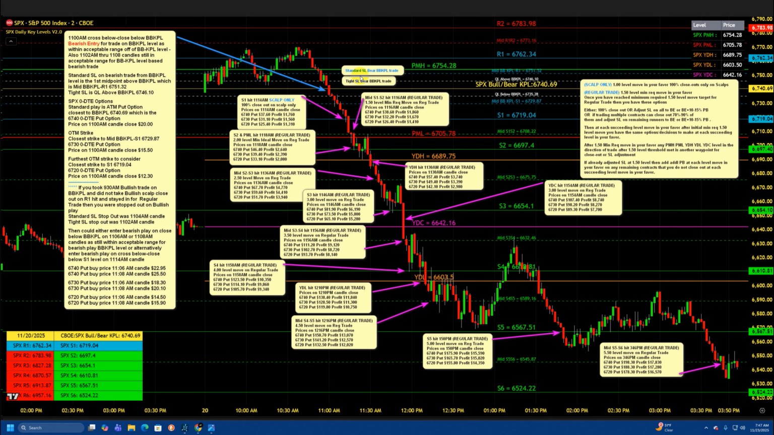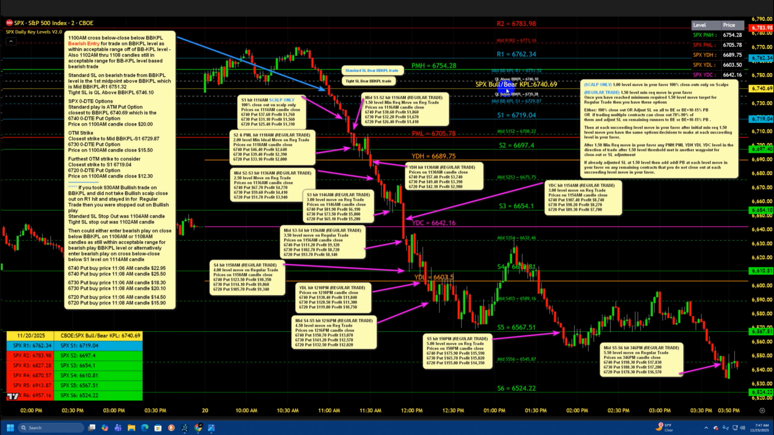Okay, so we have our stop loss levels here. The strikes that you'd be using on this trade are basically figured out the same way that we did on the other screen, and one is going to be the at the money, which is going to be the standard play. So that is going to be the strike closest to the level we're taking the trade from. In this case, the bull bear KPL 67.40.69. So that is going to be the 67.40 0DTE put option.